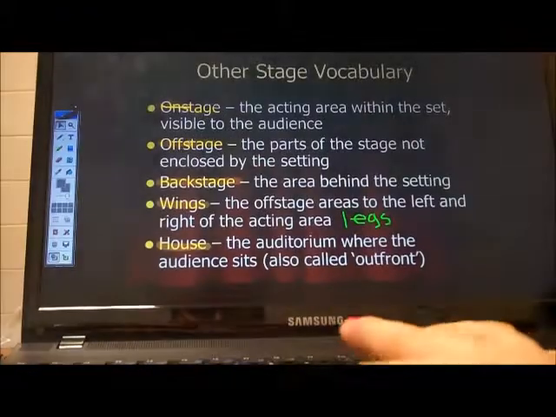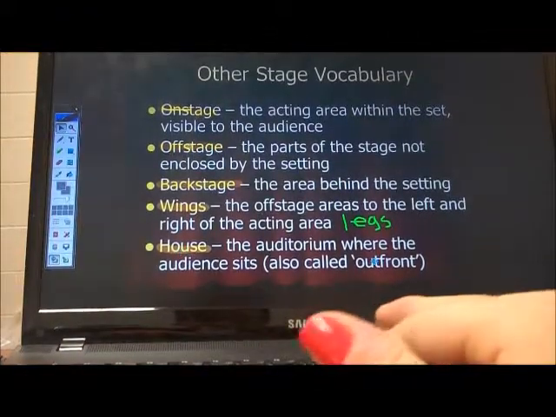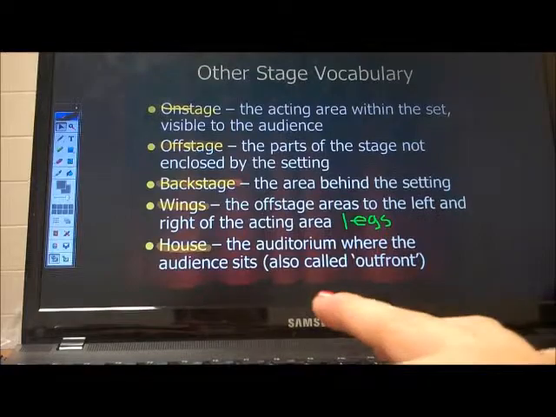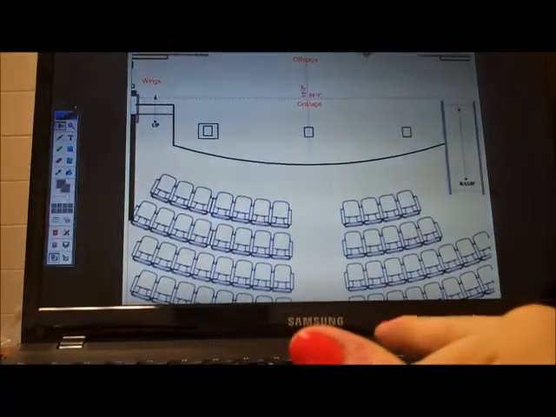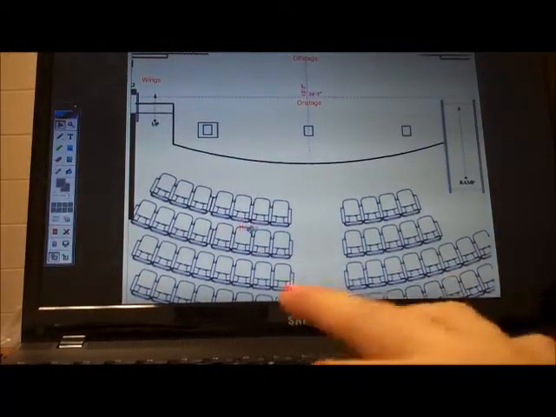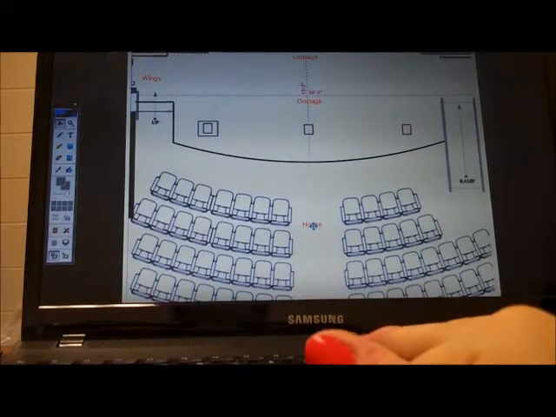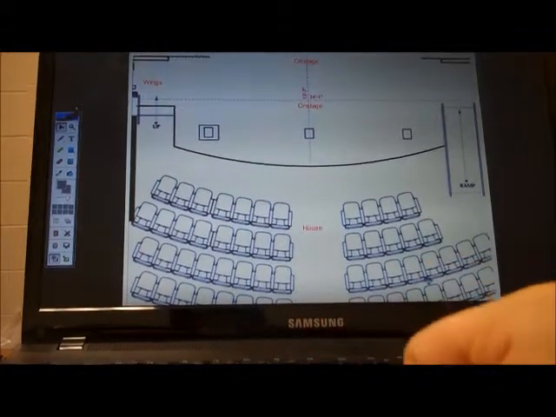And then the last word, the house, the auditorium where the audience sits, also called out front. So this person would grab this house, and they would most likely, hopefully, move into this area down here, which is where the audience sits.